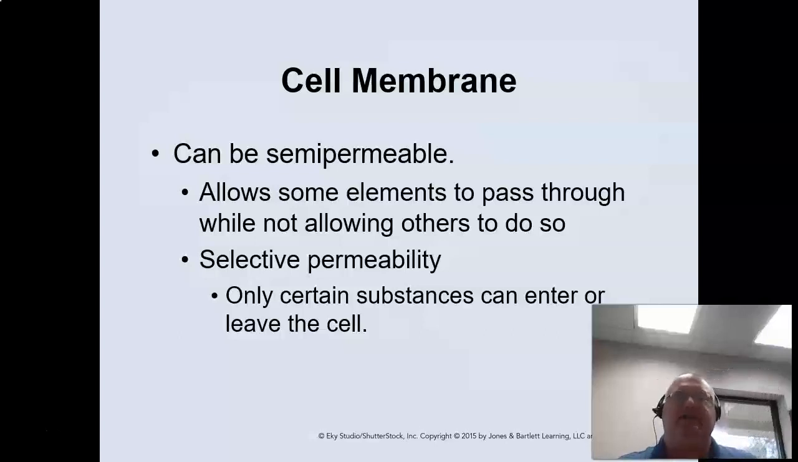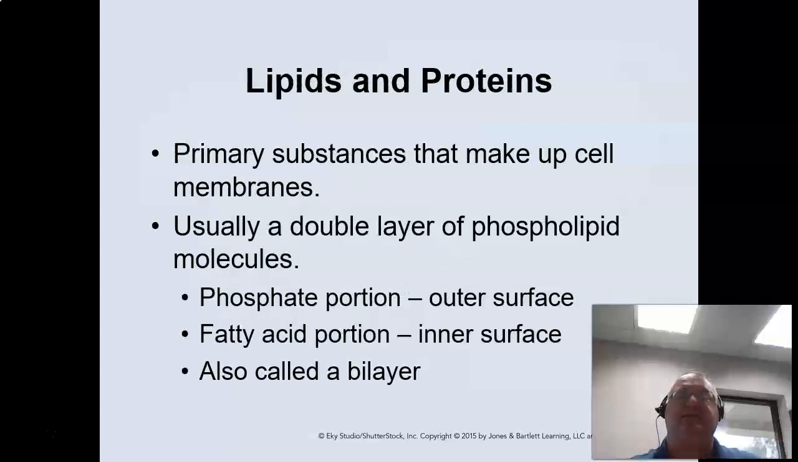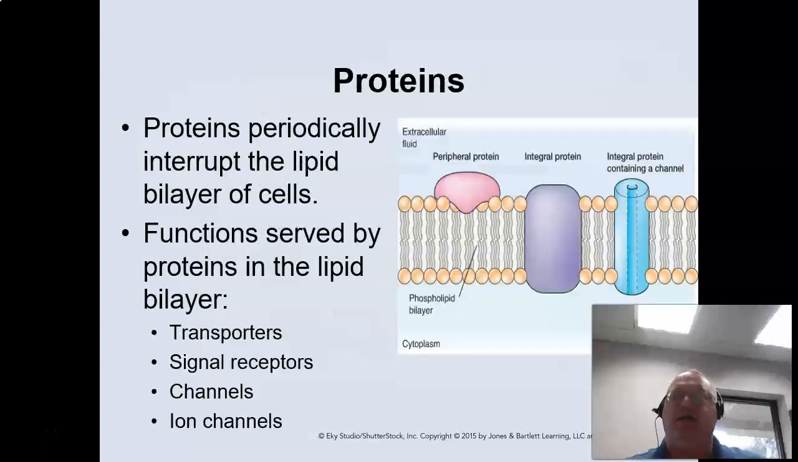It can be semi-permeable, so it will allow some things to come in while it won't allow others. Think of the membrane as the bouncer at the club. He's going to let certain things in, certain things not. And again, only certain substances can enter and leave the cell. That's the whole theory behind that. So again, lipids and proteins make up the cell membranes, and it's usually double layered. And remember we talked about the phosphate ions?